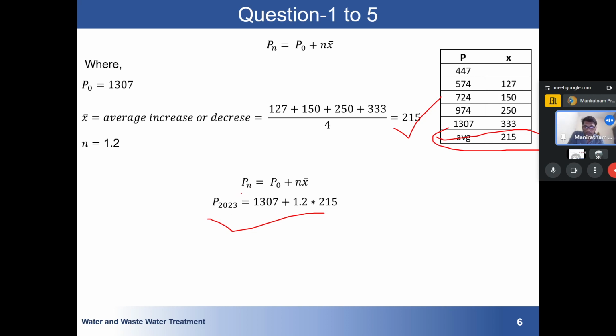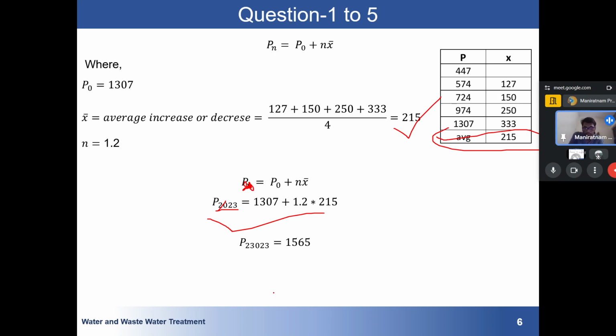Actually, I should not write it here. This should be year, because if I am putting 2023 here, it should be also here. This should not be there, I will just omit it. So the population in 2023 will be the last known population plus 1.2, the number of decades, into the average, and it will come out to be 1565. So this is my final answer.